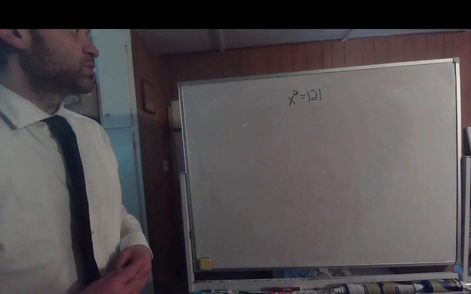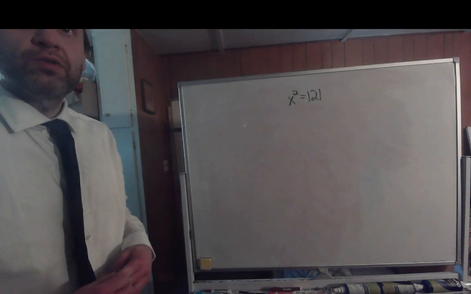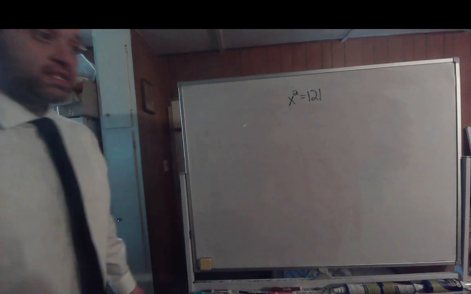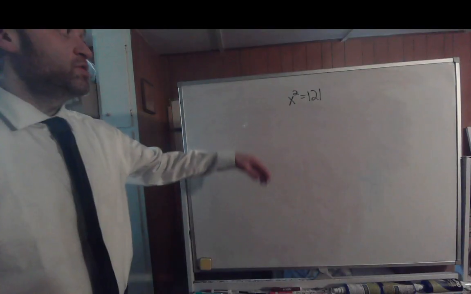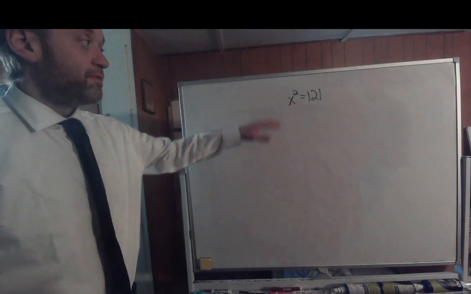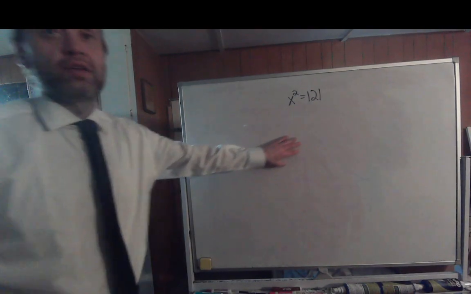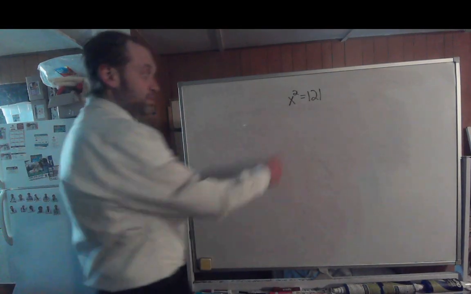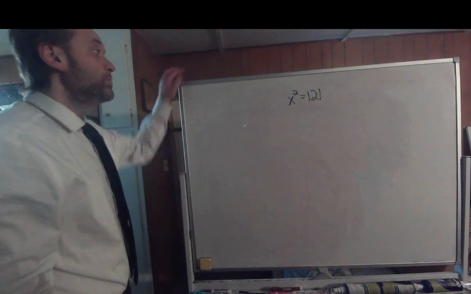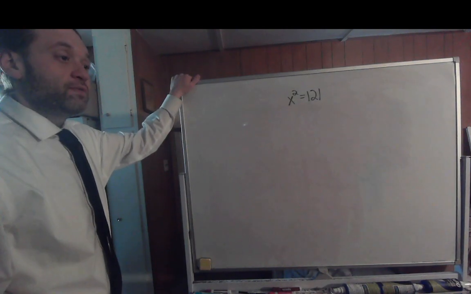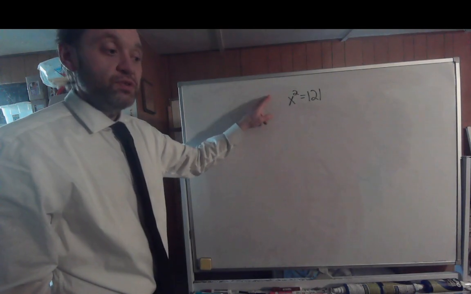So today we are going to talk about solving quadratic equations by the method of finding square roots. This is a nice method if you have no x to the first term. Usually you just have some form of x squared equal to a constant. So in this particular equation, we have x squared equals 121. The idea is we want to solve for x, but remember, since x is to the second power, we're actually going to have two solutions.